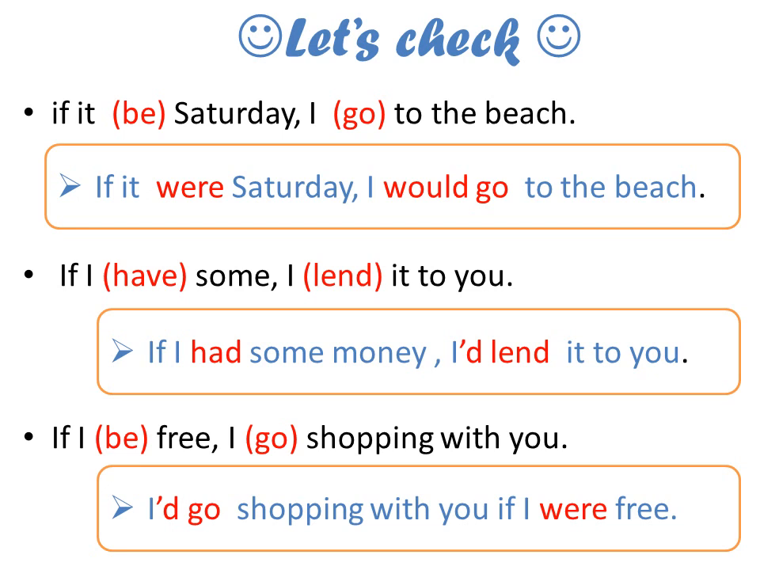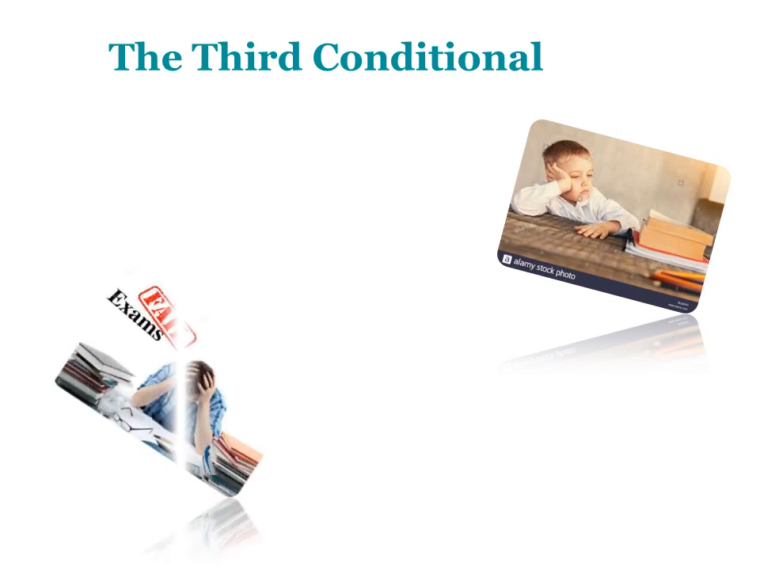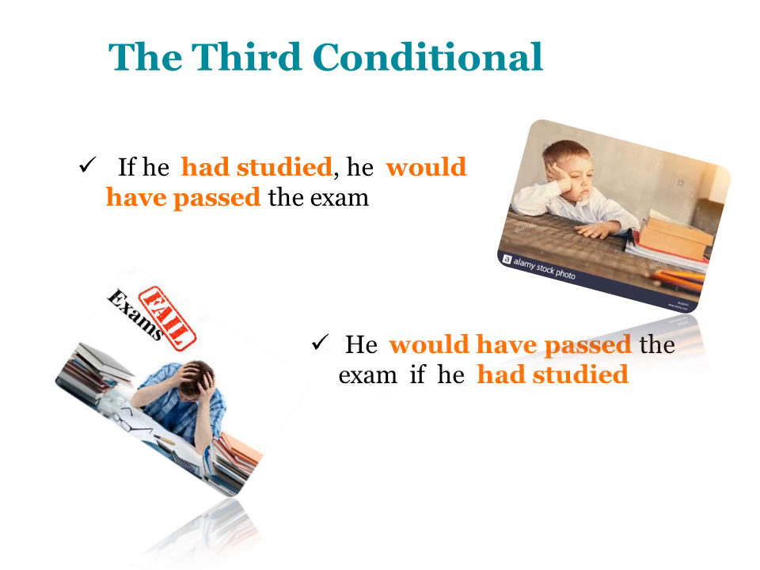Now let's move to the third conditional. Look at this picture. The boy looks like a very lazy one. He doesn't want to study. So what is the result? He's going to fail the exam. So the third conditional, look at these examples. If he had studied, he would have passed the exam. He would have passed the exam if he had studied.